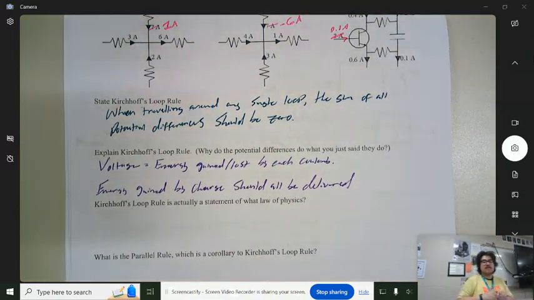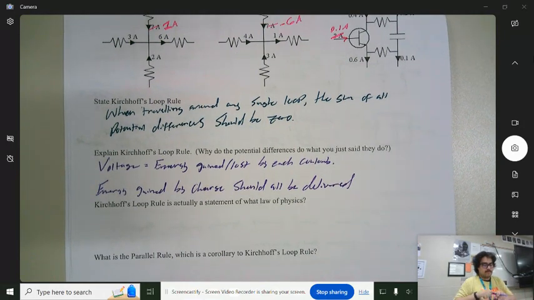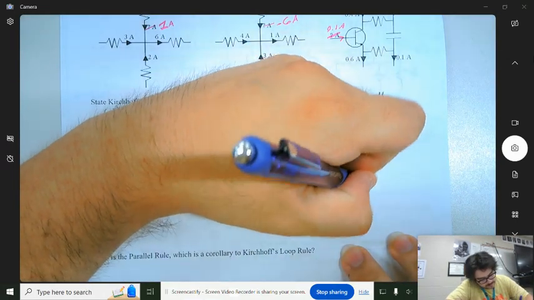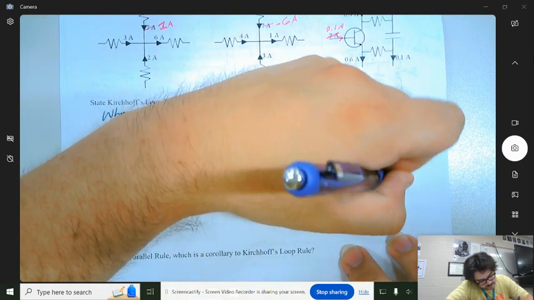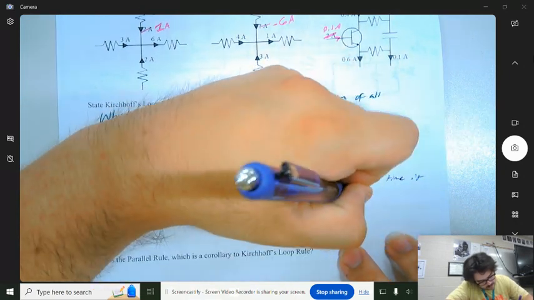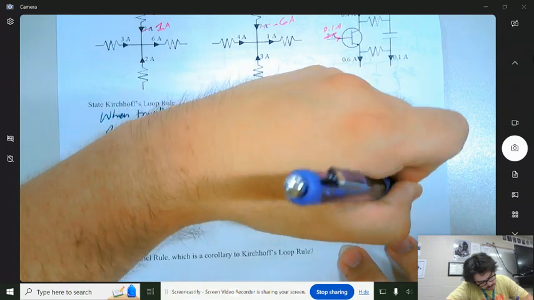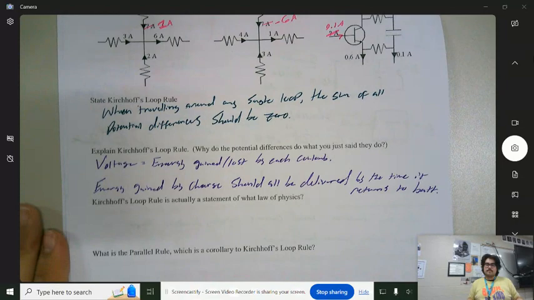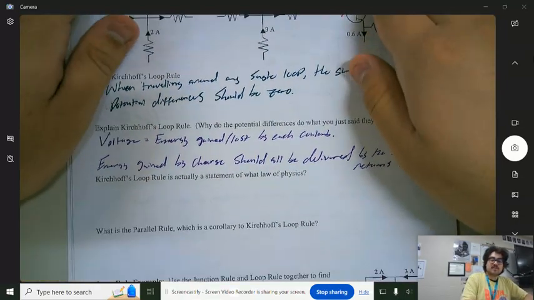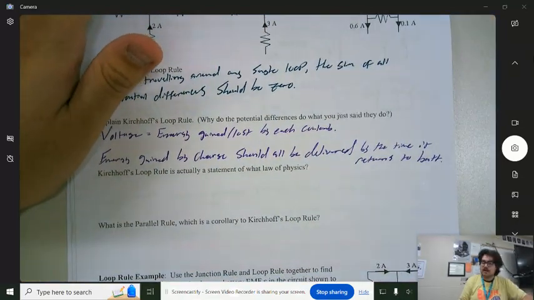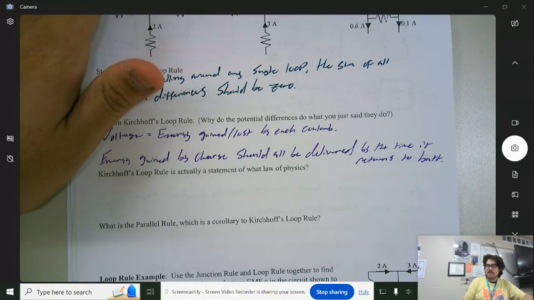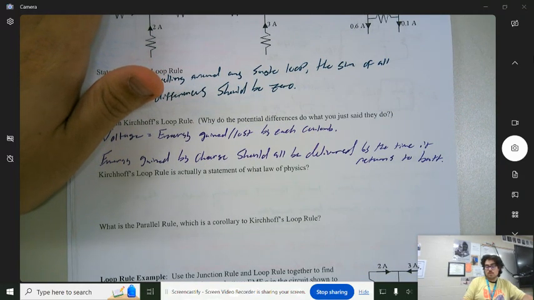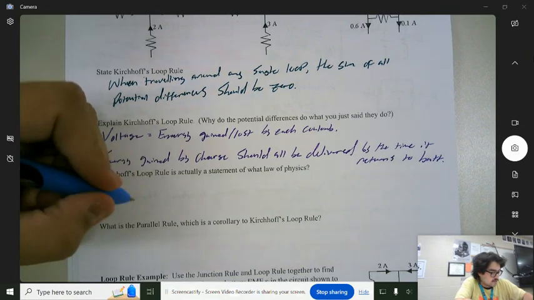The energy gained by a charge should all be delivered by the time it returns to the battery. Kirchhoff's loop rule is actually a statement of conservation of energy, right? Every amount of energy that's given out to charges should ultimately be given out to resistors.